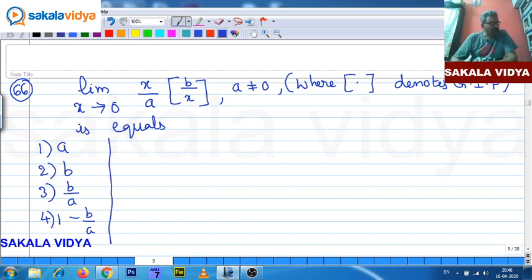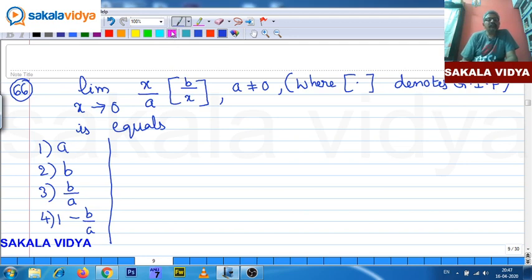Why 0 to 1? Sin square x cannot be negative. If you take any negative value, it becomes positive. That is why sin square x is always greater than or equal to 0 and sin square x will always be less than or equal to 1. That is the reason.